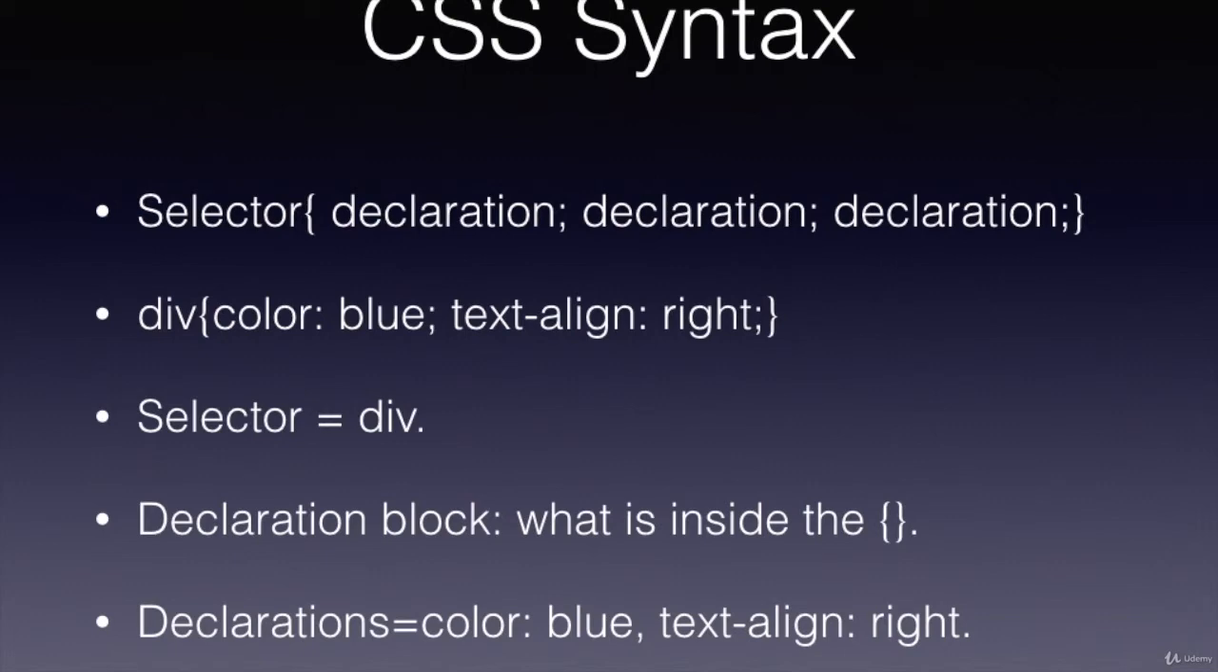So in our example, the selector is divider, and the declarations are the font color should equal to blue, and the text align should be right.